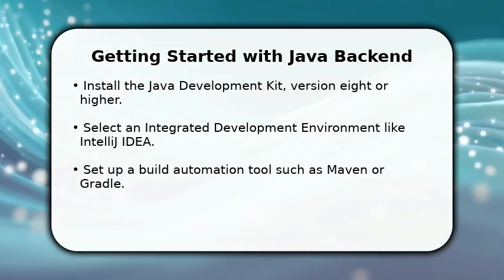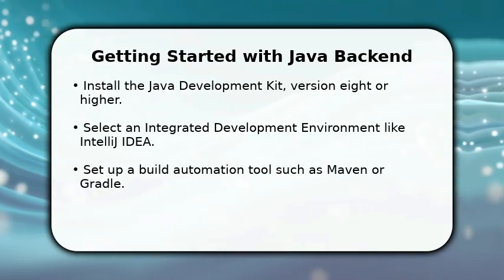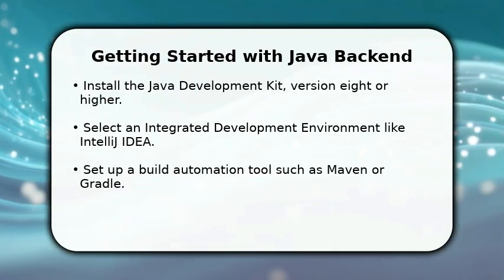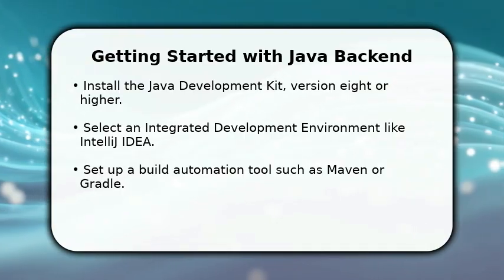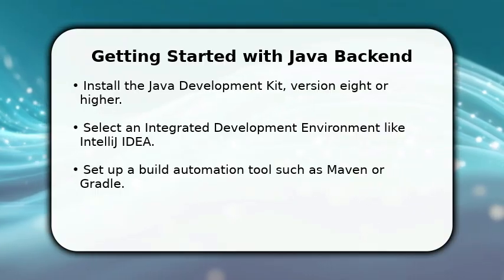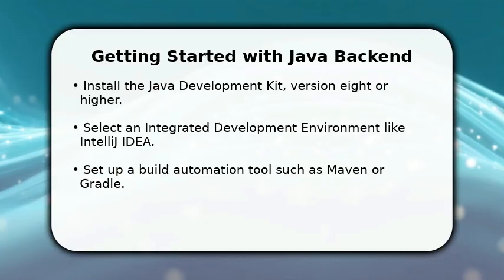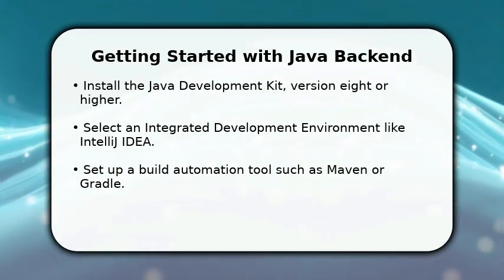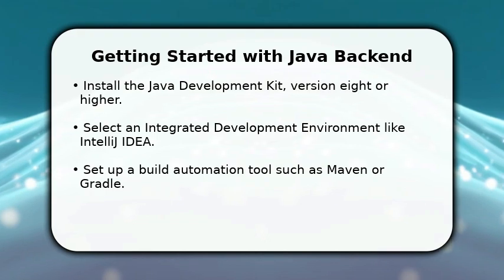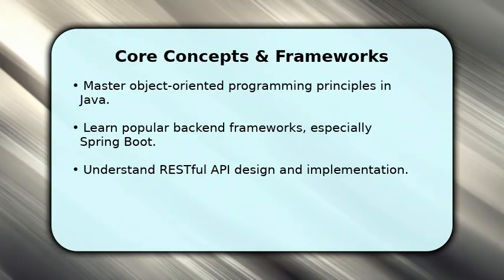First, you will need to install the Java Development Kit, preferably version 8 or newer, which is essential for running Java applications. Next, choose a powerful integrated development environment, or IDE, like IntelliJ IDEA Community Edition, to write and manage your code efficiently. Finally, set up a build automation tool such as Maven or Gradle to manage project dependencies and build processes seamlessly.